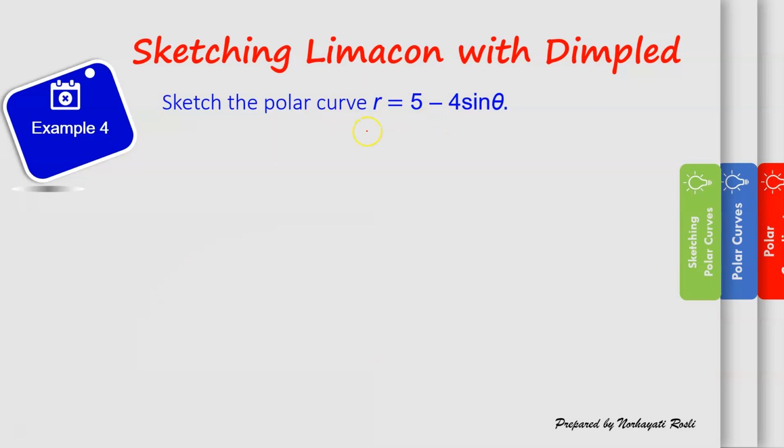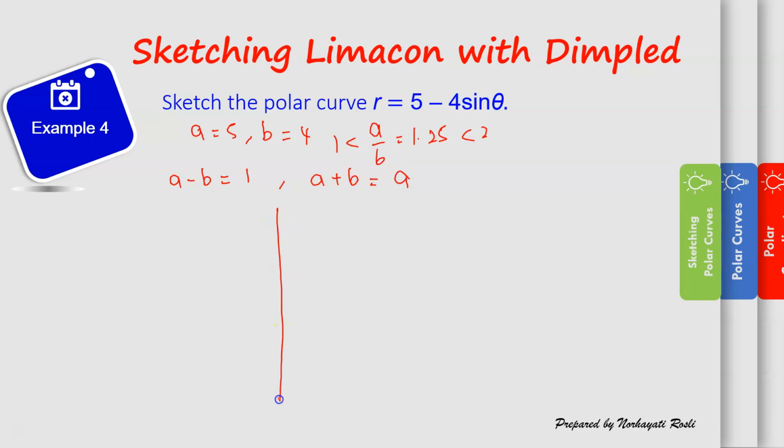Next class, we go to the last example. We want to sketch the polar curve of r equal to 5 minus 4 sine theta. In this case, again, we have A equal to 5, B equal to 4. So A over B, which is 1.25, is in between 2 and 1. So we have a limaçon with dimple. Here, our A minus B is equal to 1, and A plus B is equal to 9.